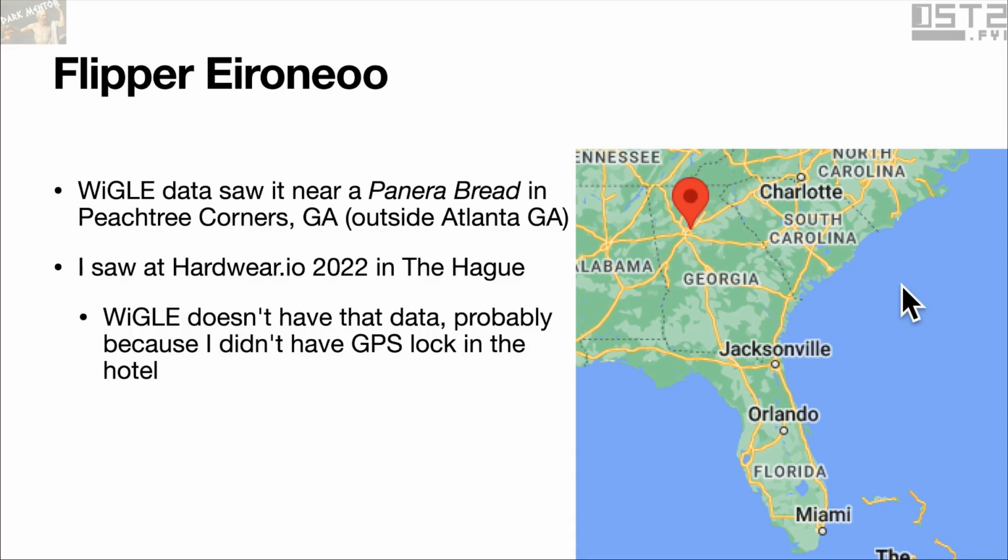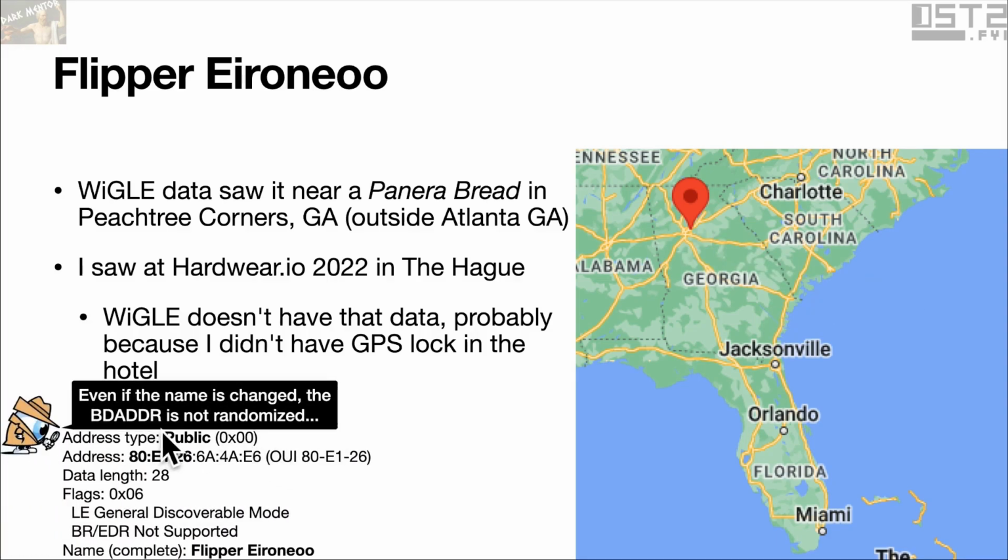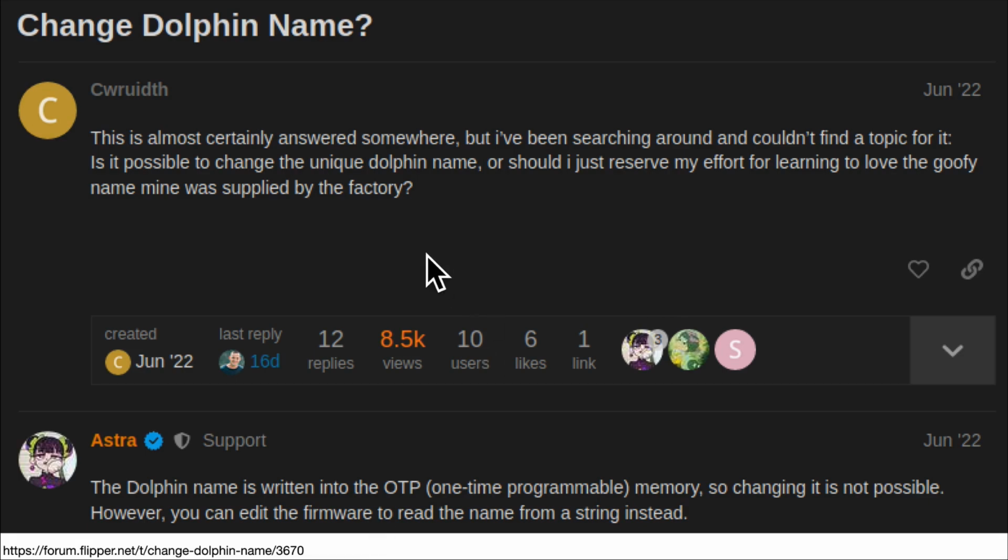So maybe this is a way to backtrack all those hackers that show up at hacker conferences with their little flippers doing all their cool stuff and then accidentally giving away where they live. Anyways, like I mentioned, the BD address is public on these, and the name is also non-randomized. Googling around, you can see there are forum posts asking to change the flipper name, and the response is, nope, the name is written into OTP, one-time programmable memory, so it's not possible to change it. But you can edit the firmware to read the name from a string instead.